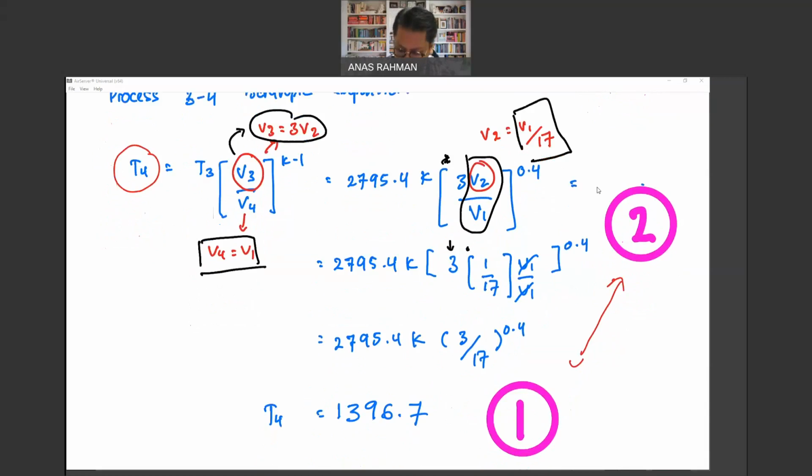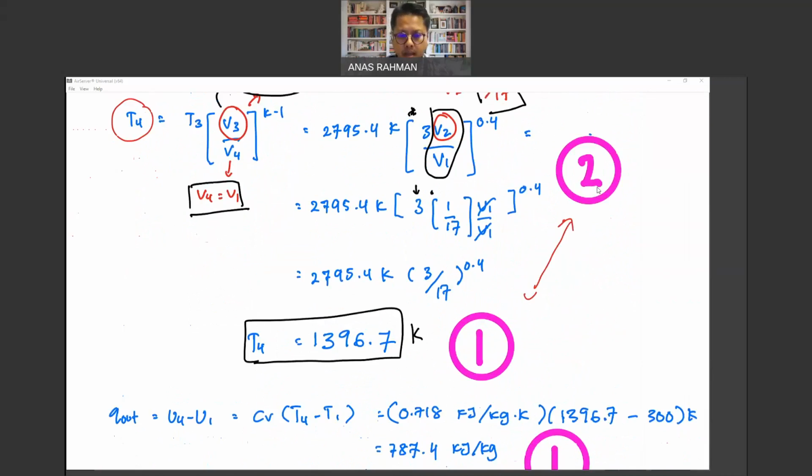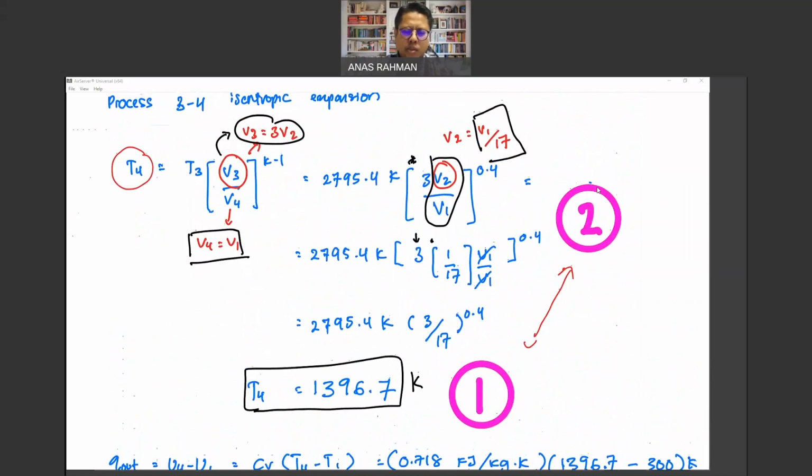So if you cancel out everything, calculate, you'll get your T4 equal to about 1,300 or close to 1,400 Kelvin. So there should be a unit K over here. Okay. So that's the tip. That's why it's important for you to translate the information given into the diagram.